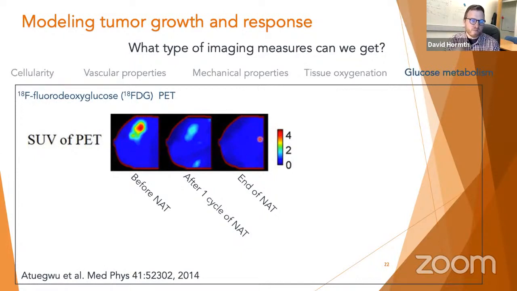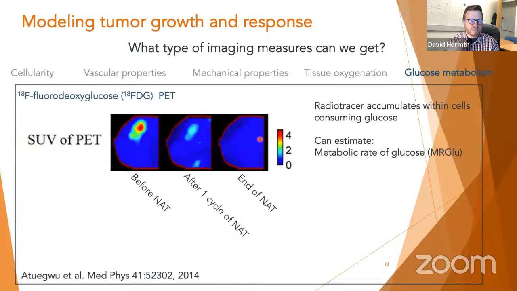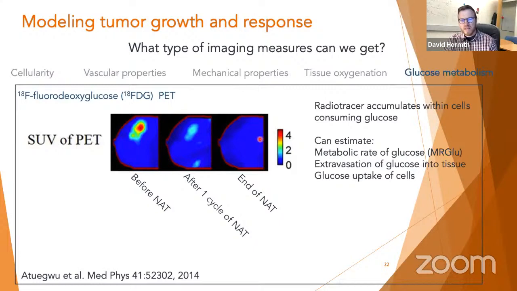So this is a really good marker of the function of that tumor. But also you can do quantitative analysis to get estimates of things like the metabolic rate of glucose within this tumor, or maybe the extravasation of glucose from the blood vessels to the tissue, and then glucose uptake by the cells. So if you're going to develop a model that incorporates something about glucose, this would be a good potential imaging measurement to use.